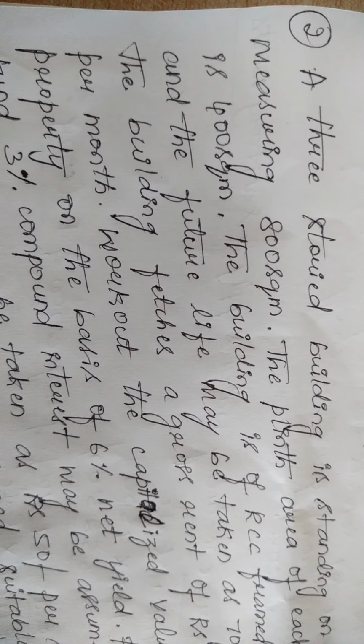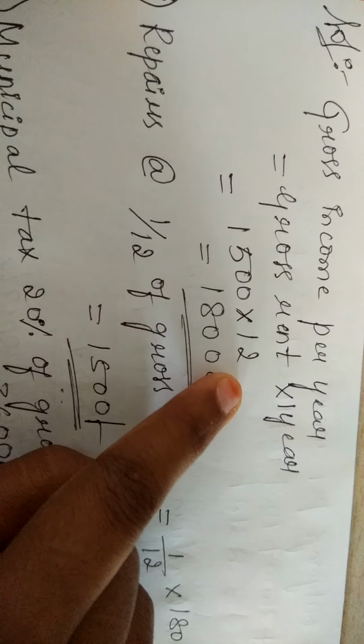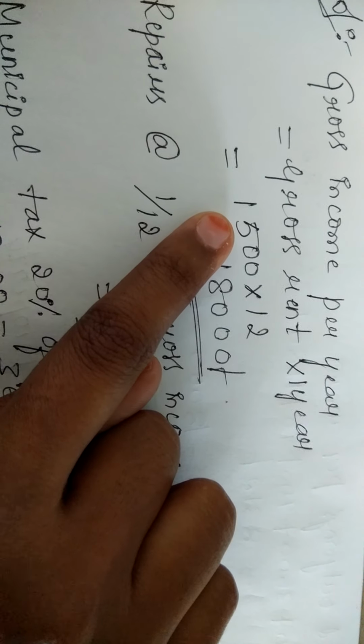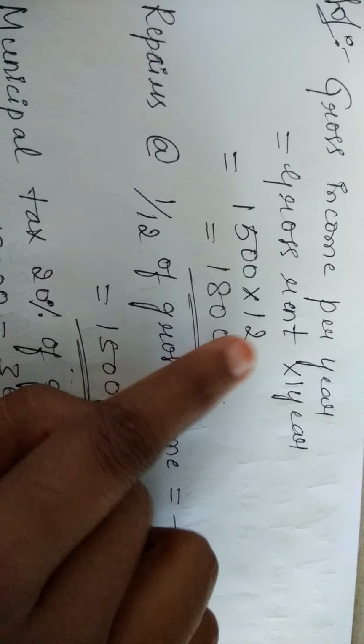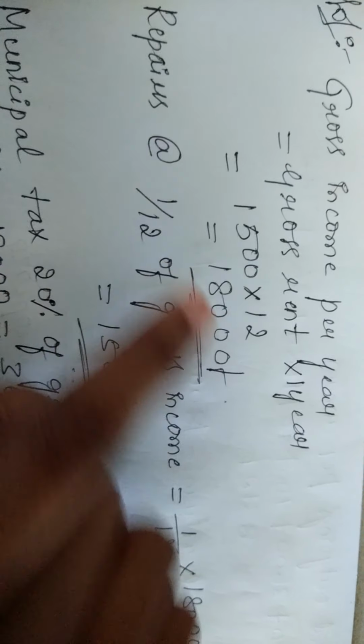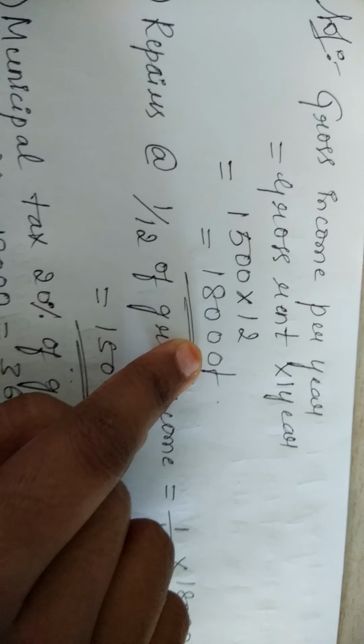So in order to find that, we have to multiply the gross rent with the number of months in a year. So the number of months is 12 and the gross rent is 1500. On multiplying these two, you will get a total value of 18,000 rupees. This 18,000 rupees represents the gross income per year of a building.